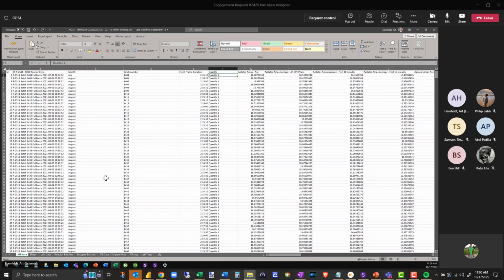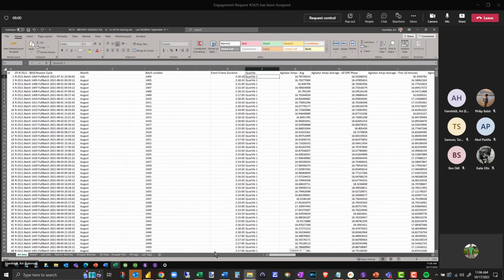In other words, what you're seeing here, starting with column G, is the average agitator amps over the course of the entire batch. What is the agitator amps for the entire DPE phase? What was the agitator amps average for the first 10 minutes of the DPE phase? And when you see the first 10 minutes, it was literally just the DPE phase.